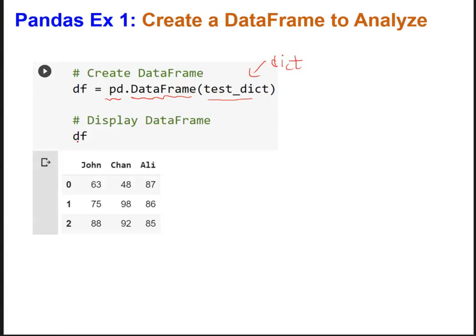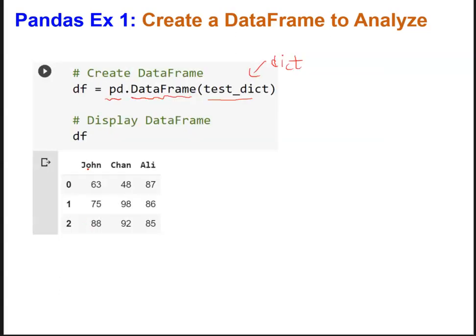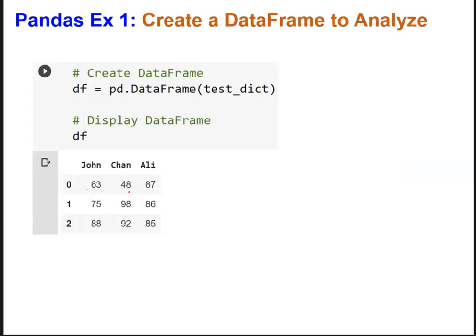Now if you print it out, you'll see that your dictionary has been converted into a data frame, and you can see that these are the three students. They're now distributed on columns, and the scores are distributed in rows. Now we've called this data frame df. You can check the shape of the data frame by typing in df.shape. You can see that's a 3x3 data frame, so 3 rows, 3 columns, and these are the names of the columns, and these are the indices of the rows.